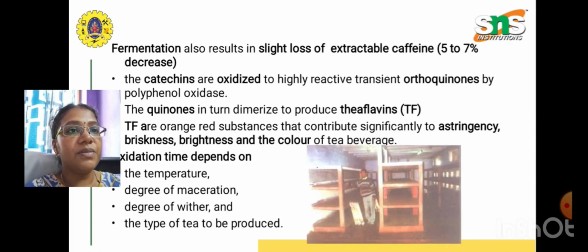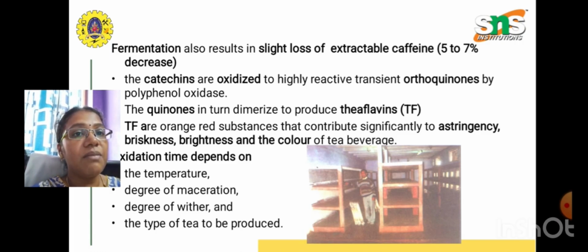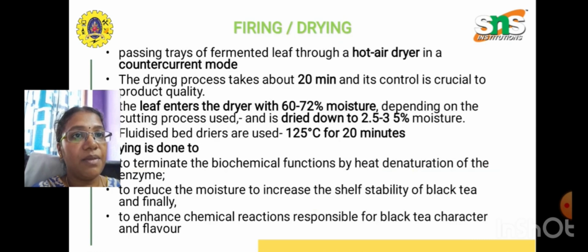During this fermentation process there is a slight loss of extractable caffeine content, that is, a decrease in the caffeine content, and theaflavin compounds are produced. The oxidation time mainly depends on the temperature, degree of maceration, degree of wither and the type of tea being produced.